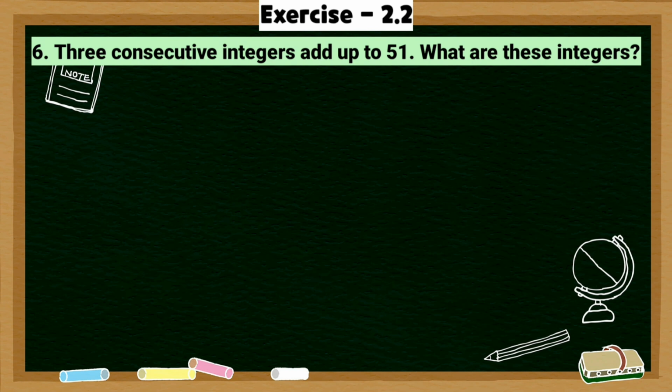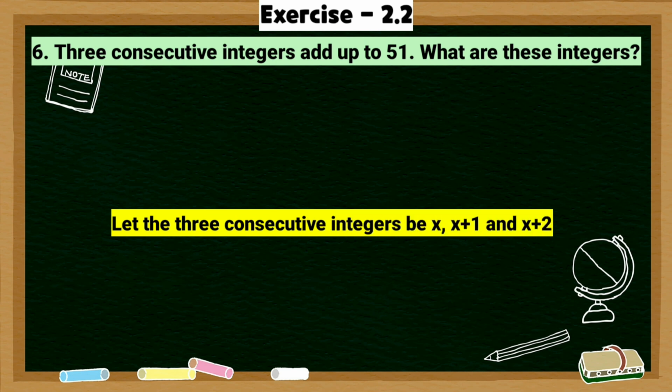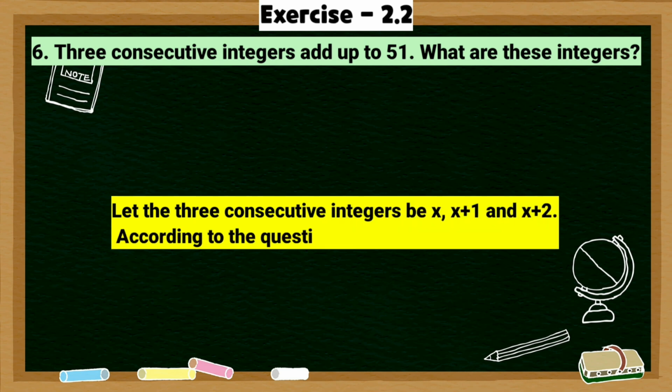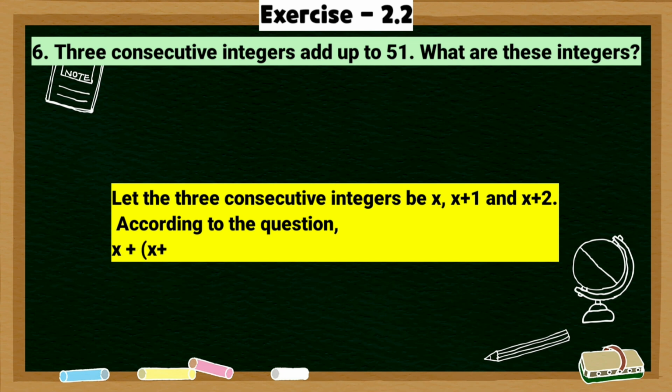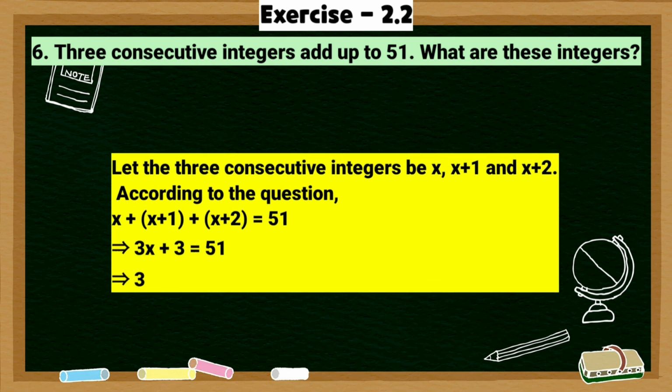Question 6 is: three consecutive integers add up to 51. What are the integers? So always remember, in this type of question you will consider the consecutive integers to be x, x plus 1 and x plus 2. So according to the question their sum is 51. So x plus x plus 1 plus x plus 2 is equal to 51. On solving, 3x plus 3 is equal to 51.